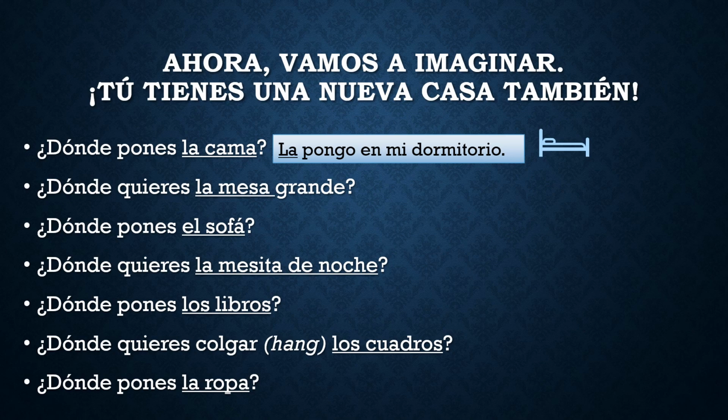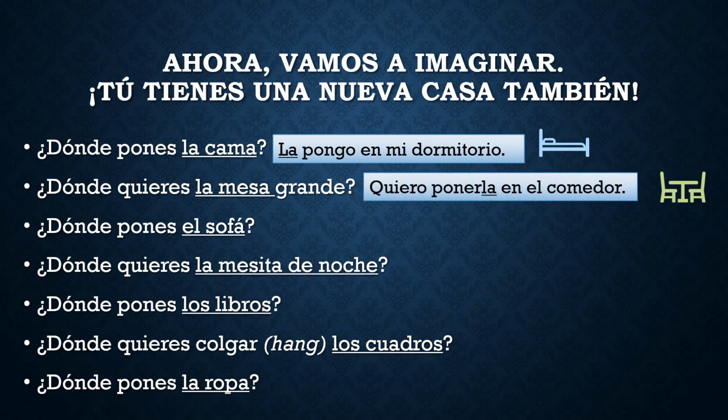¿Dónde quieres la mesa grande? Again, there's a few ways that we could answer this. One would be quiero ponerla en el comedor. I want to put it in the dining room.